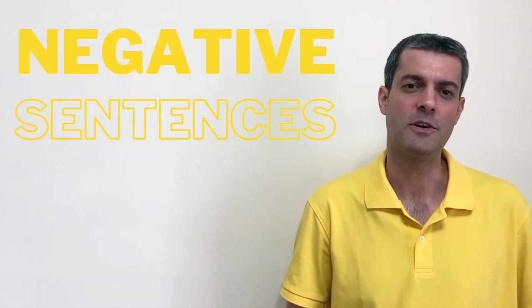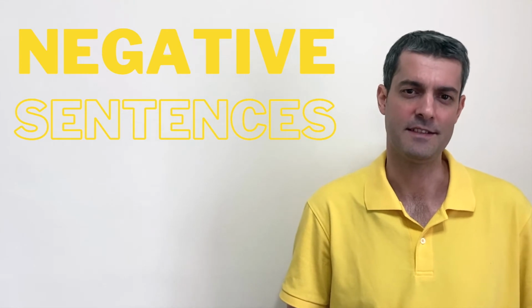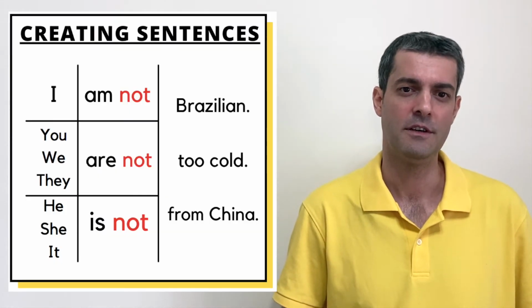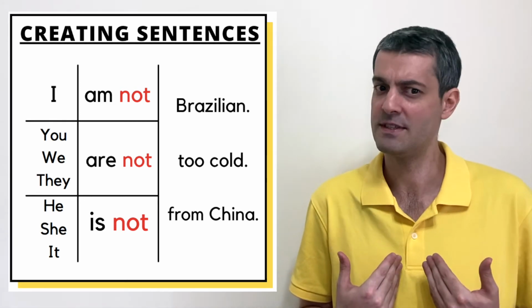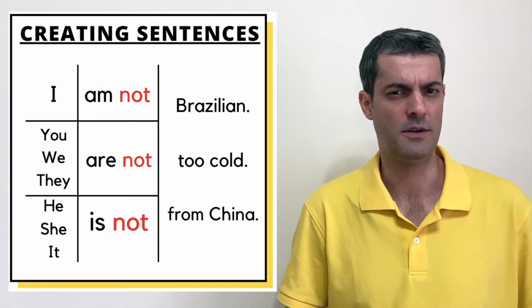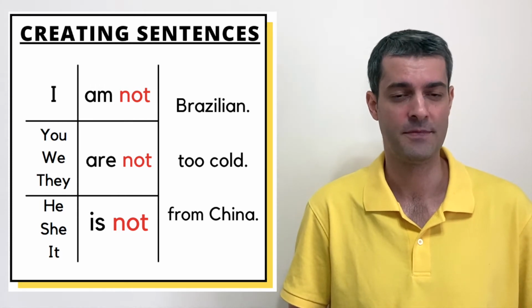Now let's explore how to create a negative sentence. We can do this by putting not after our be verb. For example, I am not Brazilian, or we are not too cold, or she is not from China.